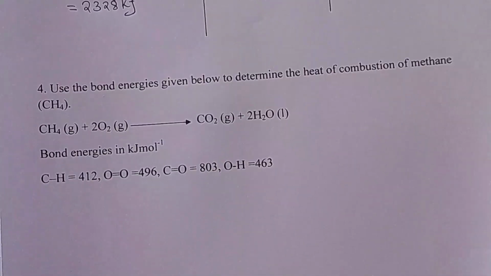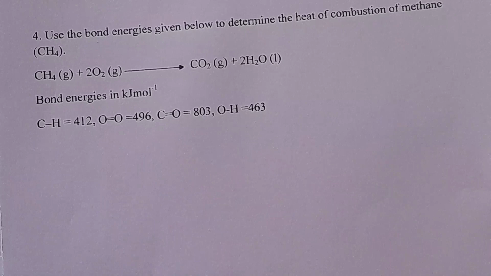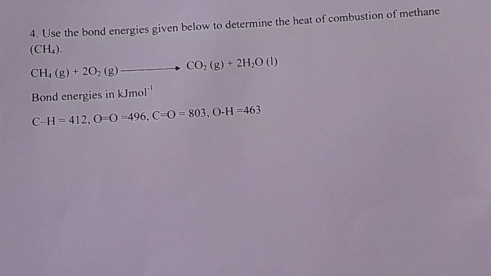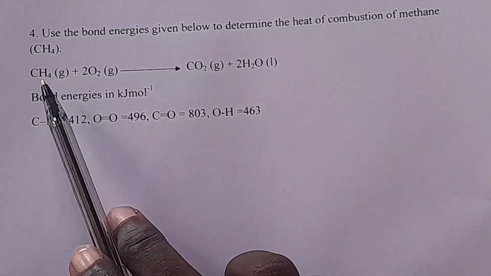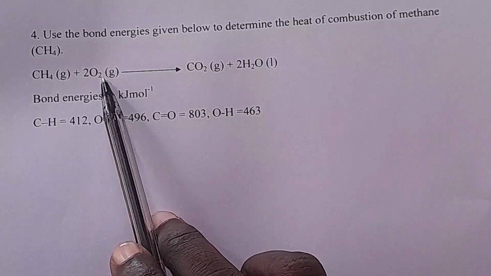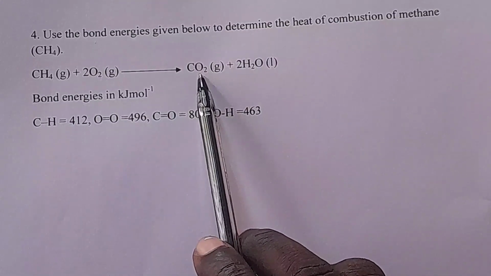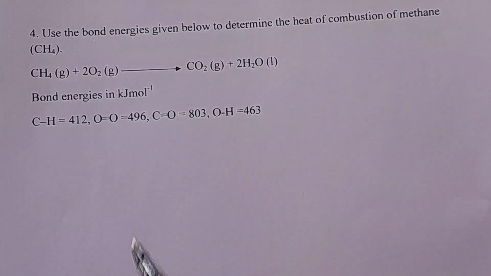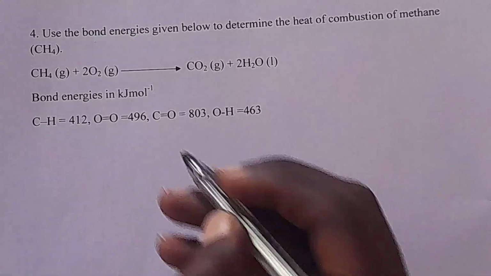Question number 4, we are told to use bond energies given below to determine the heat of combustion of methane. So methane is written CH4. Okay, so what are we going to get? First of all, the reaction is here: methane plus 2 of oxygen gas. We are going to get carbon dioxide and also 2 moles of water. So let's try to get our bond breaking energies.